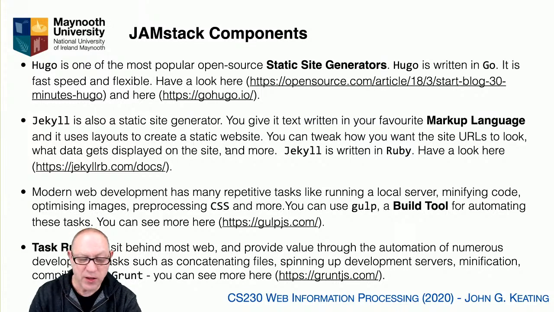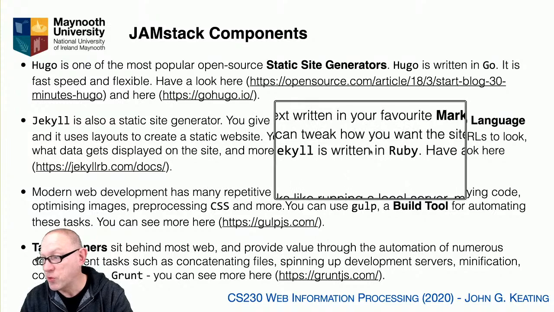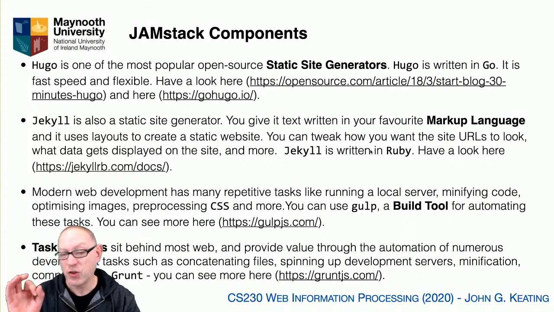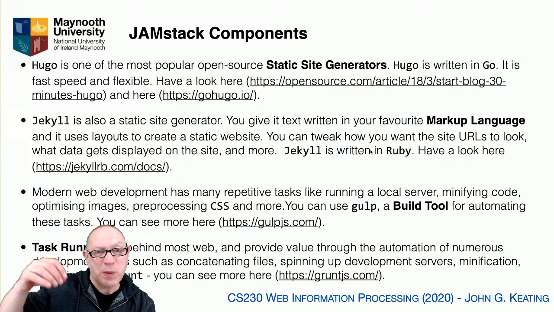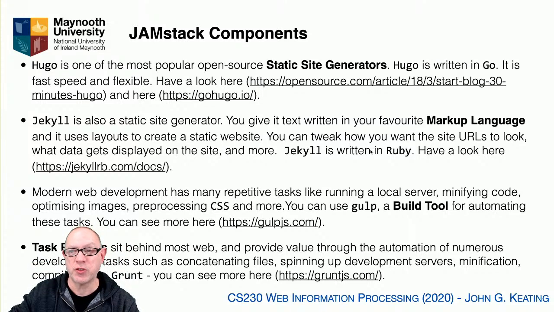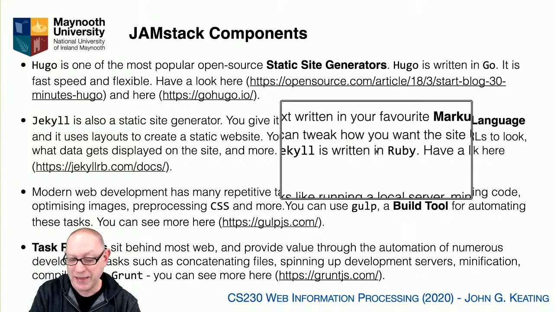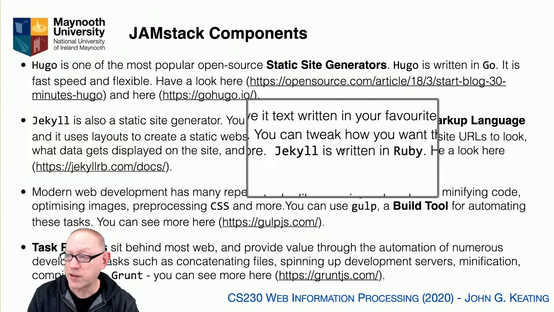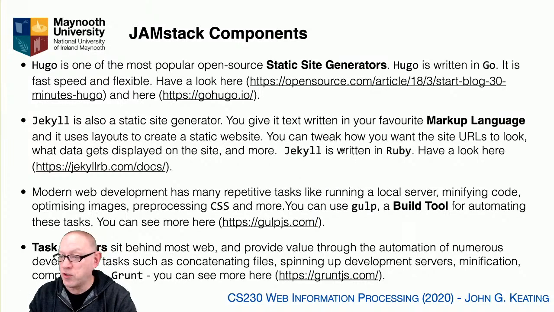Okay? And again, Jekyll is written in Ruby, and so now you'll see as people move to JAMstack type structures, they'll require Ruby programmers, and that's why we're looking for Ruby, because a lot of the time the JAMstack utilizes Jekyll, so they need to use Ruby. Also, modern web development has lots of repetitive tasks running on a local server, minifying code, optimizing images, pre-processing CSS, all that stuff. So you can use Gulp for this.